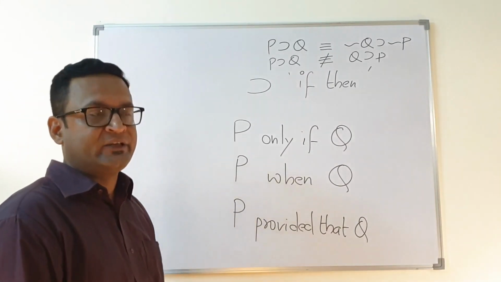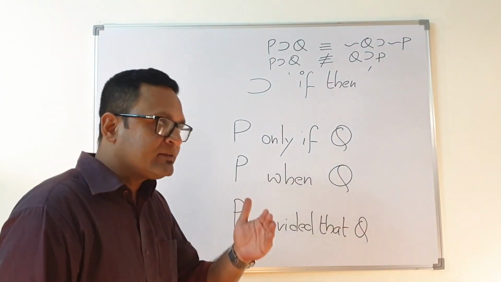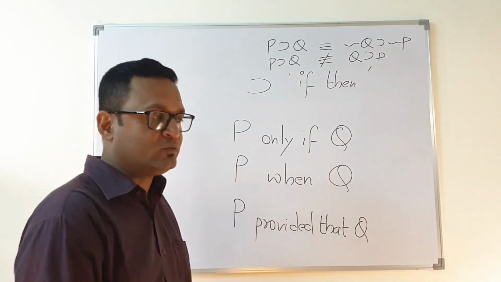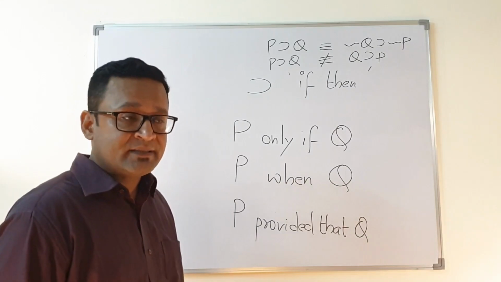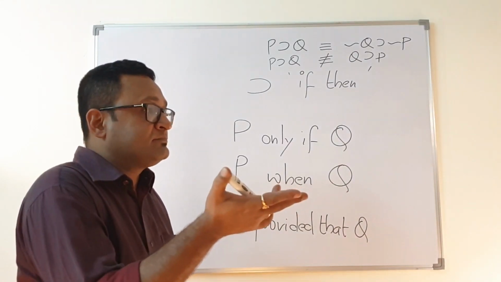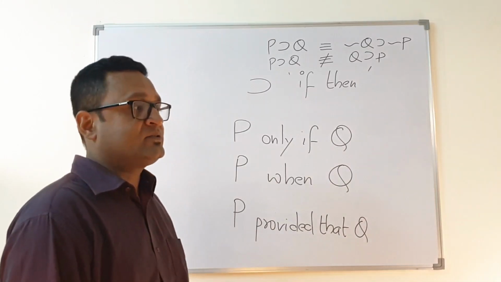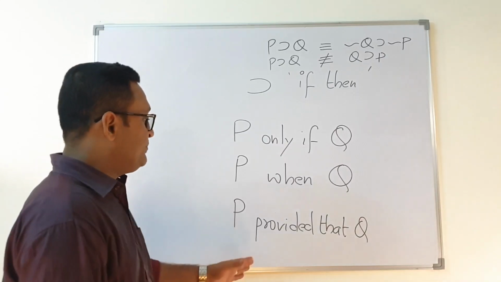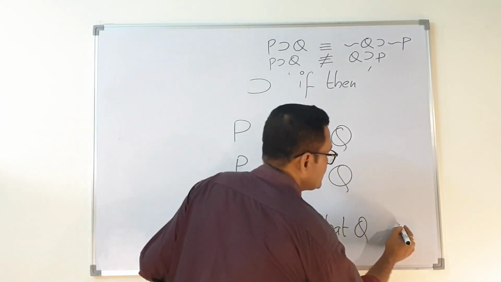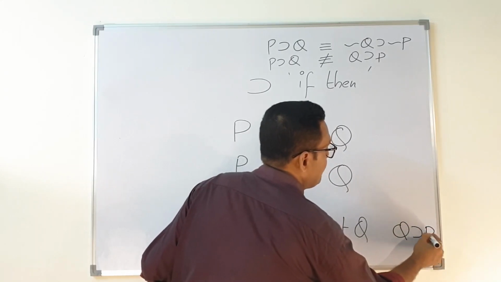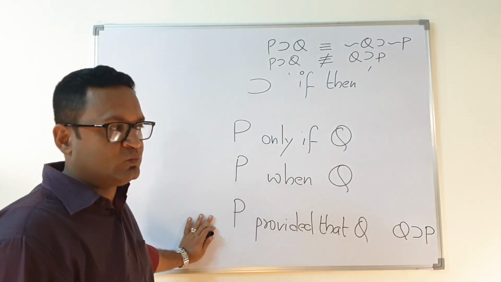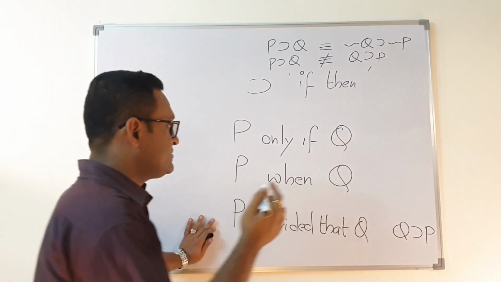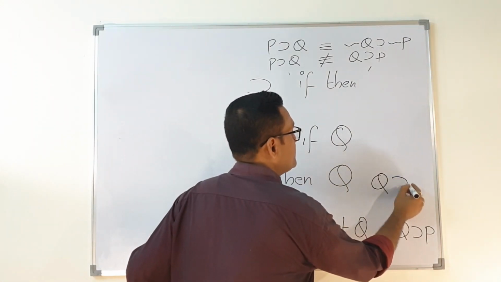P provided that Q. So it talks about P taking place if there is Q, right? Because provided that Q. So the class will take place provided that students come to the class, right? So if the students come to the class, then only the class can take place, right? So P provided that Q, the symbolization is Q implies P. P when Q. It is also like this. When Q, then P, right? So the symbolization of this is also Q implies P.